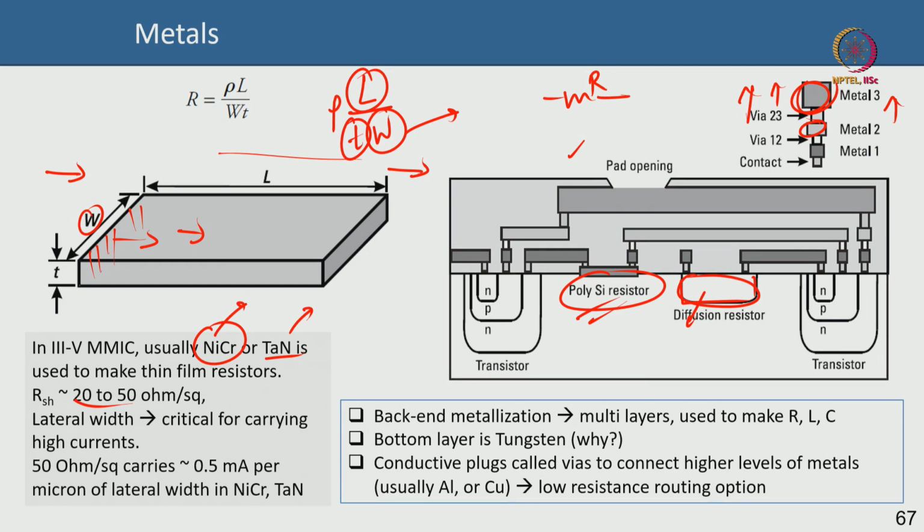And a rule of thumb is that for nichrome, every micron of lateral width, which means if this is 1 micron, you are going to carry typically around 0.5 milliamps of current, for a given thickness, of course. So the thickness would be standard in a foundry.